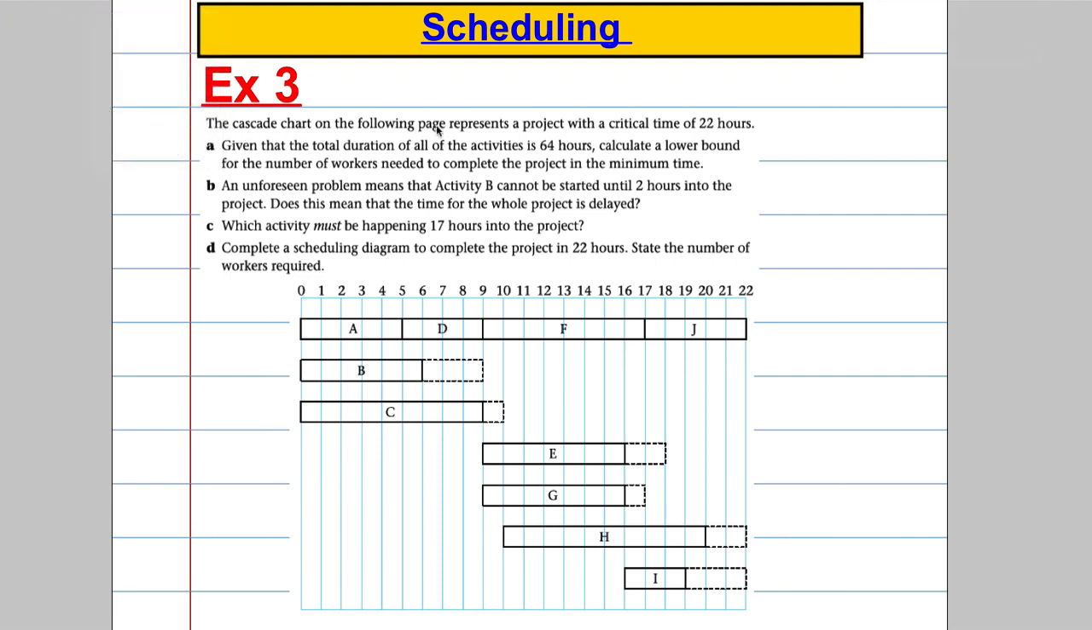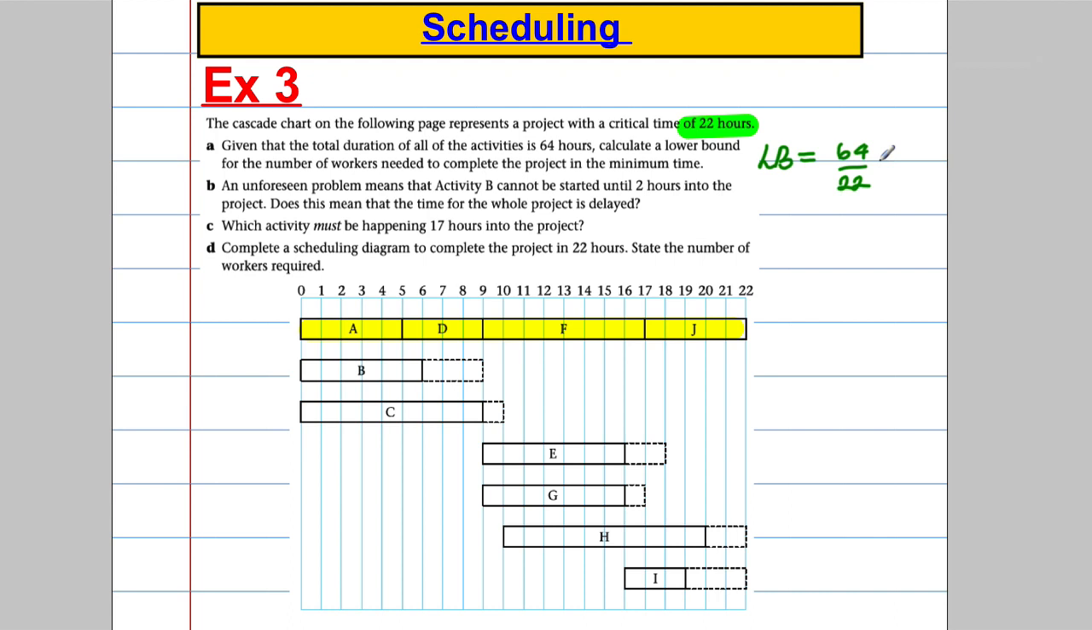The cascade chart on the following page represents the project with a critical time of 22 hours. The reason that's critical time, these are clearly the critical activities, and in total they take 22 hours. It says, given the total duration of all activities, if you add up all of these activities, it's 64 hours. Calculate the lower bound. The lower bound, we've done that a few times, is going to be 64 divided by 22.